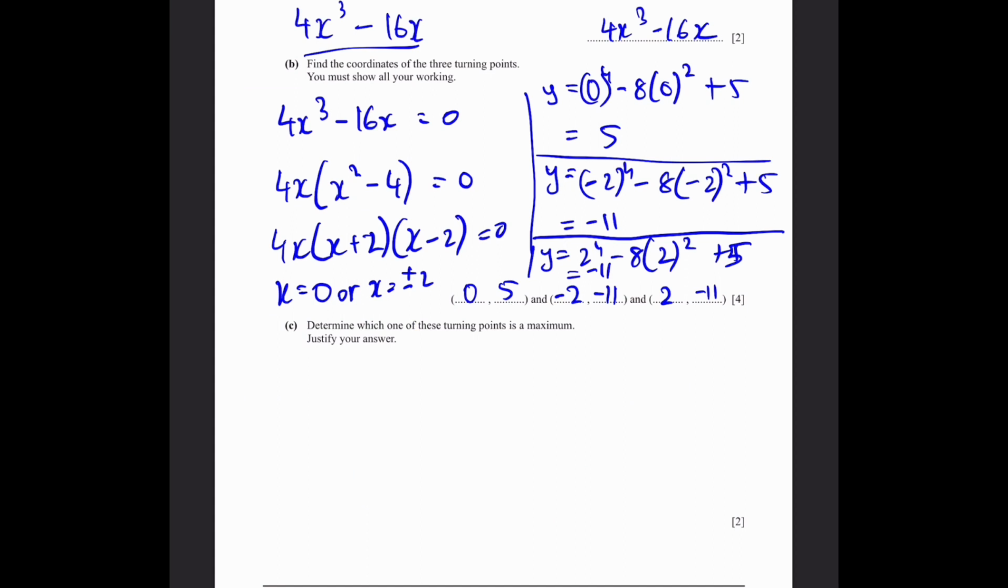Justify your answer. Okay, so let's take very close values of each x. So let's just take x equals 1 and x equals minus 1 and see what the values are, because we need to find which is the maximum, meaning a point something like this. So this is the maximum point of the curve, and then it starts curving downwards again. So we need to find the values of x very close to this point.